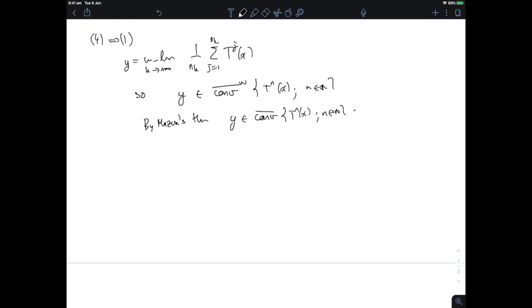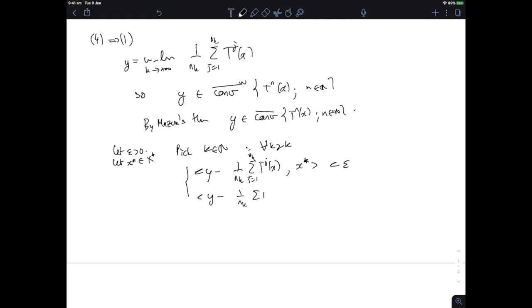So all we have to show now is that y is in the null space of identity minus T. So let's give ourselves an epsilon, and we can pick a capital K in N such that for all little k greater than capital K, the absolute value of <y minus 1/n_k sum j equals 1 to n_k of T^j x, x*> is smaller than epsilon. Let's do that for any x*. So let's give ourselves an x*. And then I'm also going to ask, we'll see why in a minute, for this to be small tested against T* of x*, which I can because this series converges to y weakly. So I can test on x* or T* of x*.